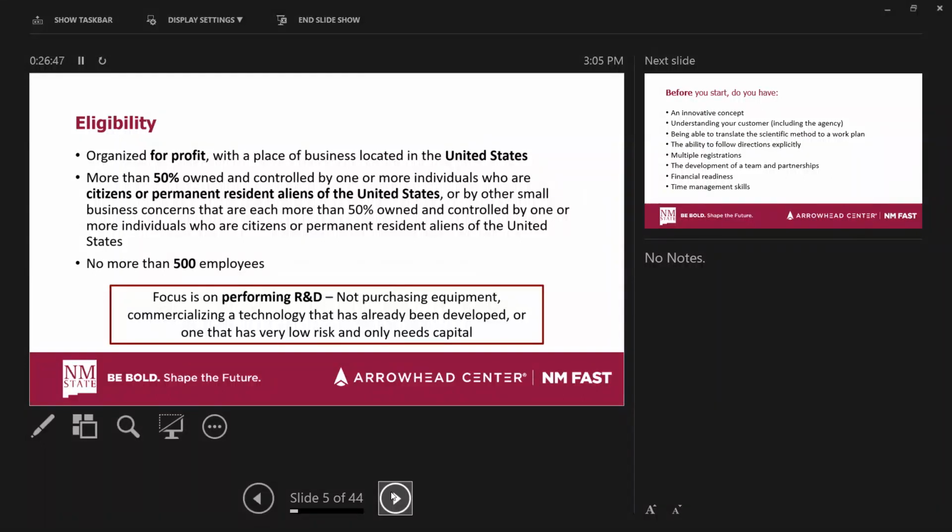One of the things we also really like to emphasize about these programs is that the focus of these funds is to perform R&D. So it's not so much to purchase equipment, although that can be tied to performing R&D. It's not for commercializing a technology that's already been developed or already exists, or one that's really low risk. So again, the two things to remember are high risk and early stage, and if you fit into one or both of those, you're probably in pretty good shape for these funds.